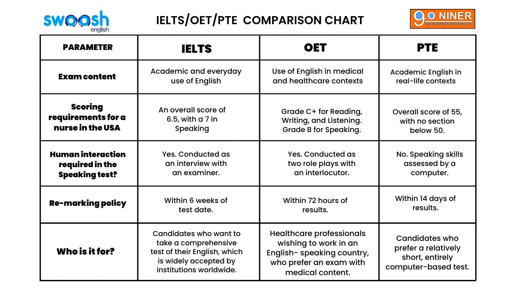Now, the scoring requirements, I can see a lot of people have been asking about the scoring requirements in the chat. So with IELTS, if you are familiar with that, you are required to get an overall score of 6.5 with a 7 in speaking. If we take a look at PTE, it's requiring an overall score of 55, but also saying no section below 50.